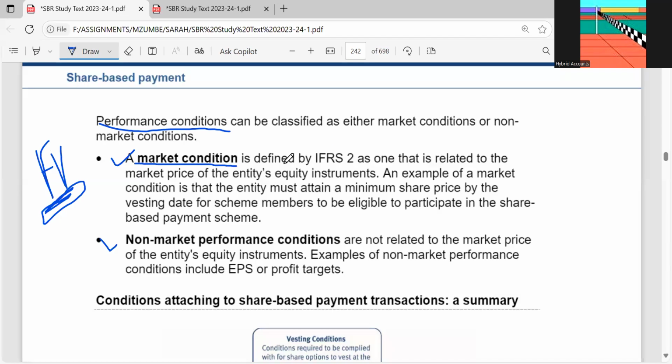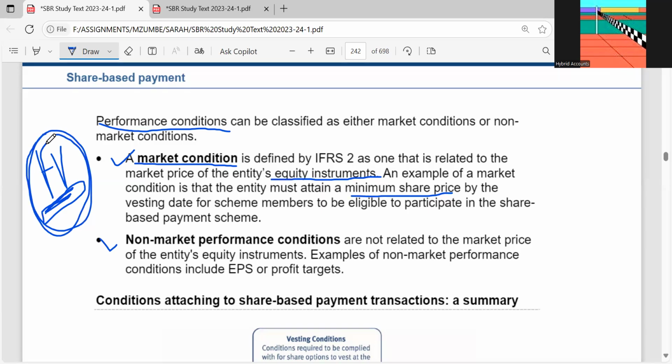So you see, a market condition is one that is related to the market price of the entity's equity instruments, right? An example of a market condition is that the entity must attain a minimum share price by the vesting date for scheme members to be eligible to participate in the share-based payment scheme. You see that? So we speak of the market price here, but actually the formula of measuring the instruments themselves already involves the fair value.